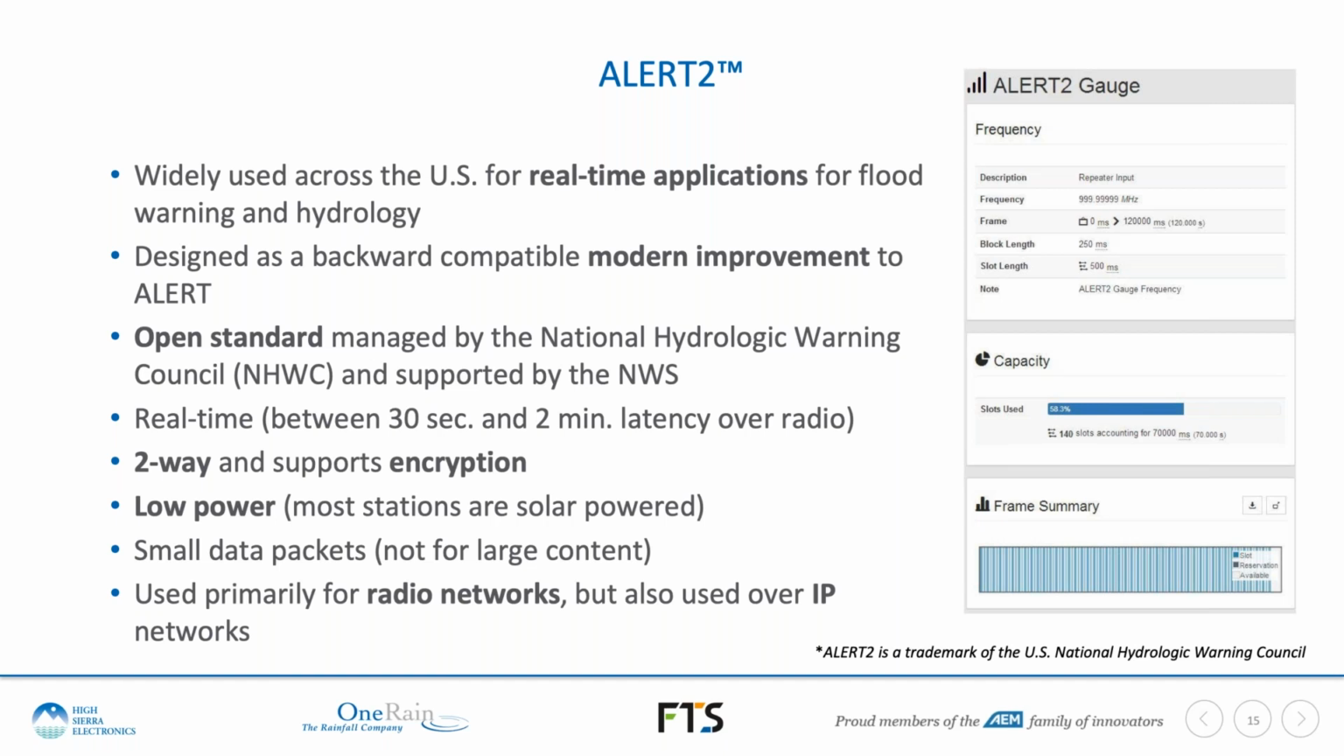It's real time, and real time in the Alert 2 context means that the data gets there between 30 seconds and 2 minutes after a data value gets recorded, and that time delay is typically related to how many gauges or sites you have on your network. So if your network has 200 sites, then there'll be longer latency, and if your network has 20 sites, then the latency can get very small, maybe even down to 5-second latency.